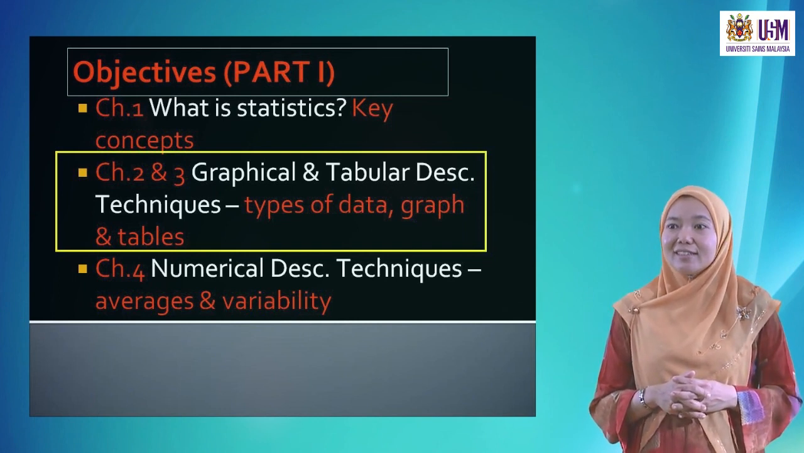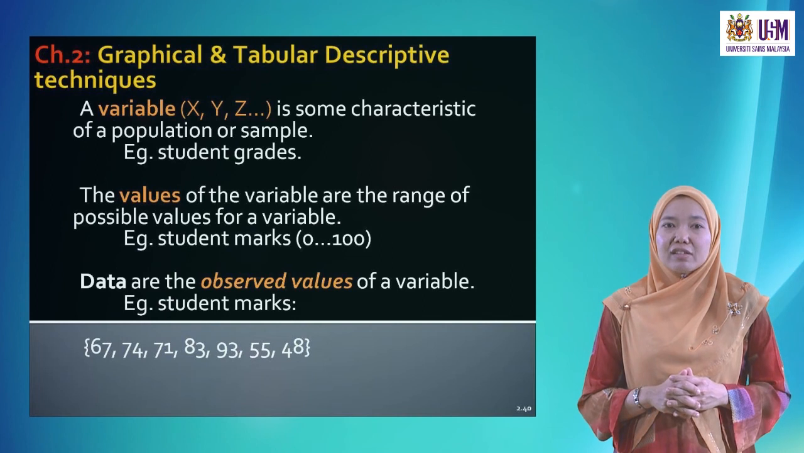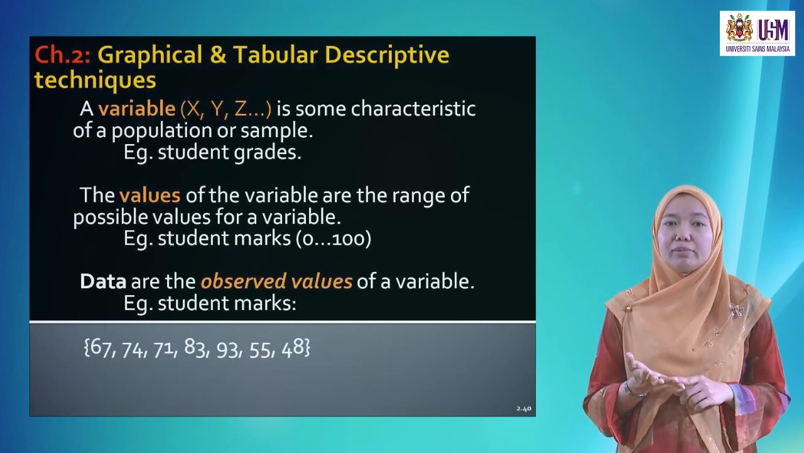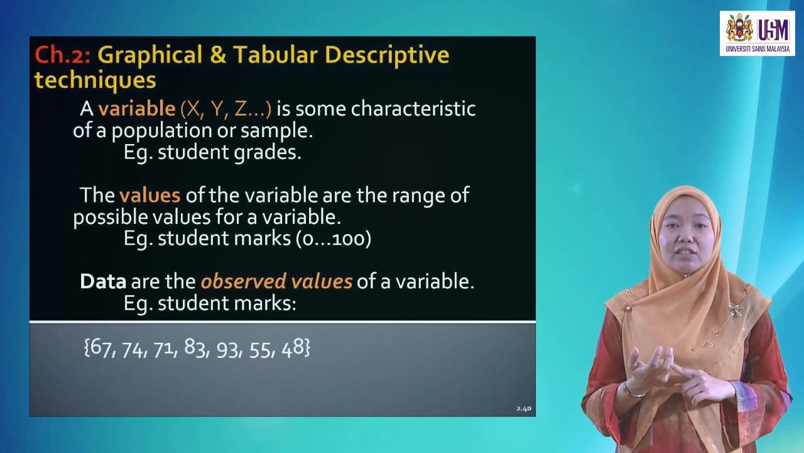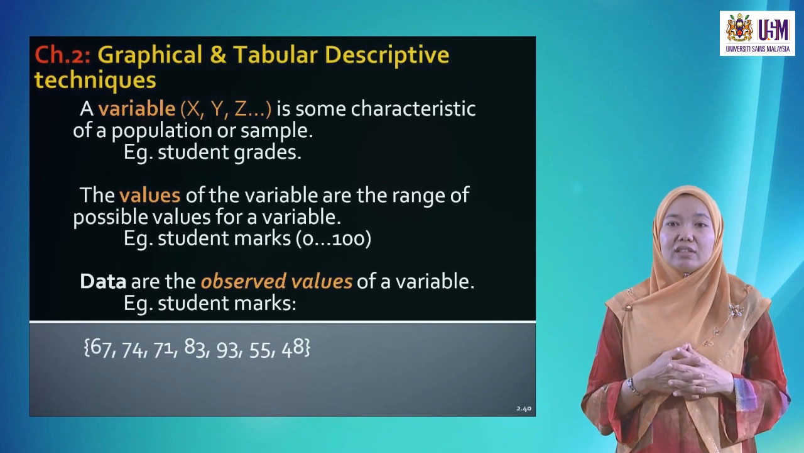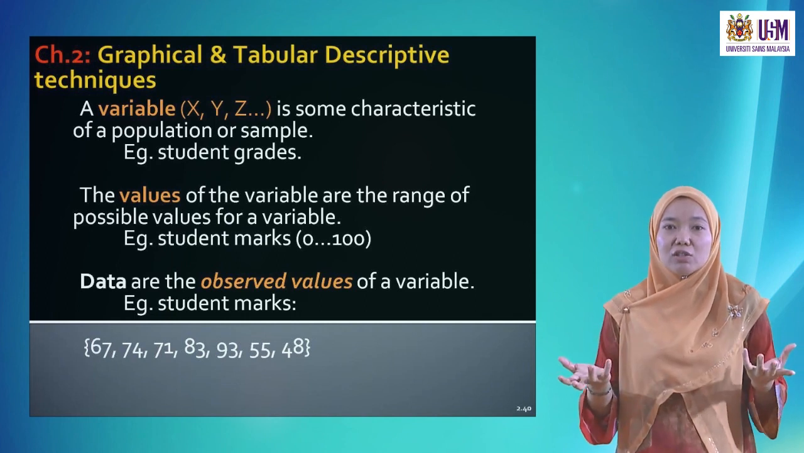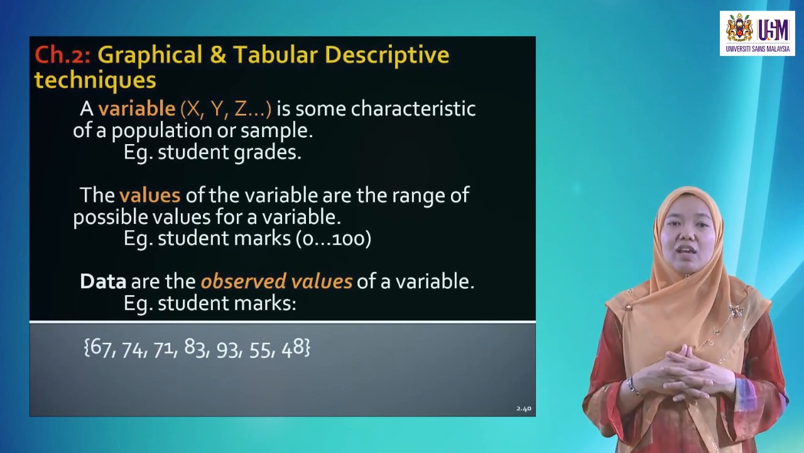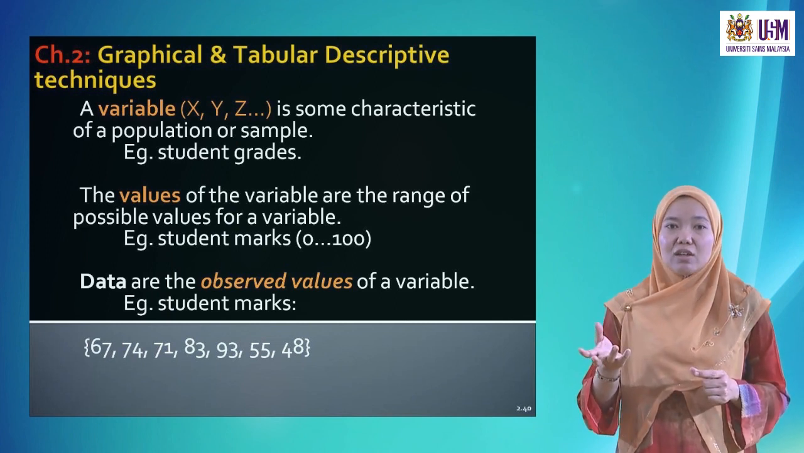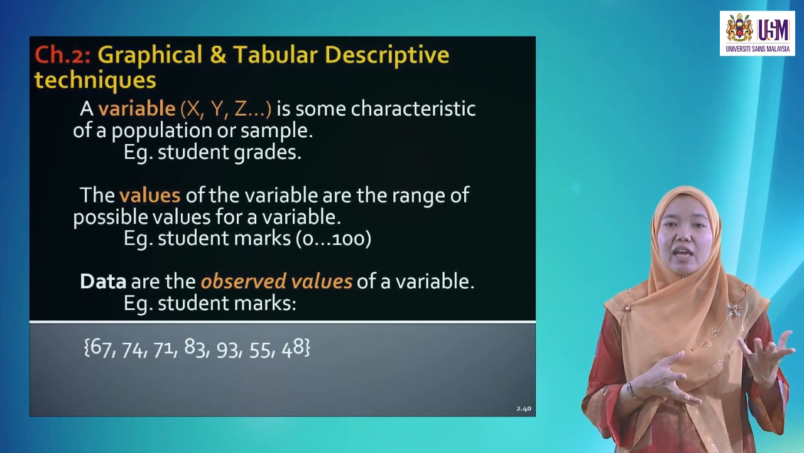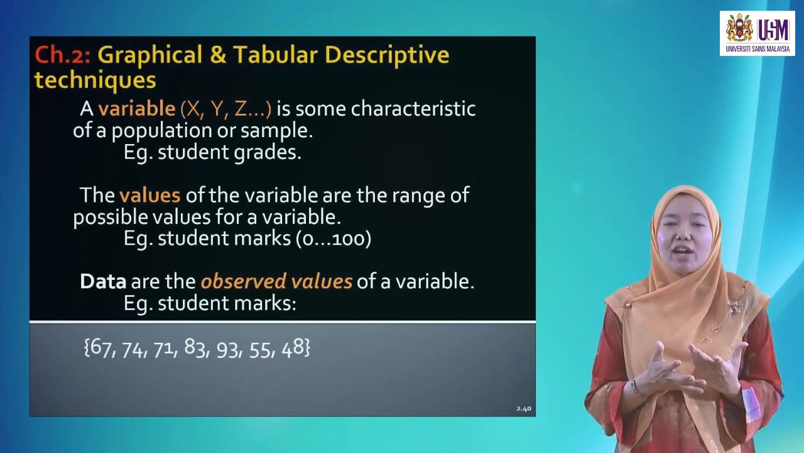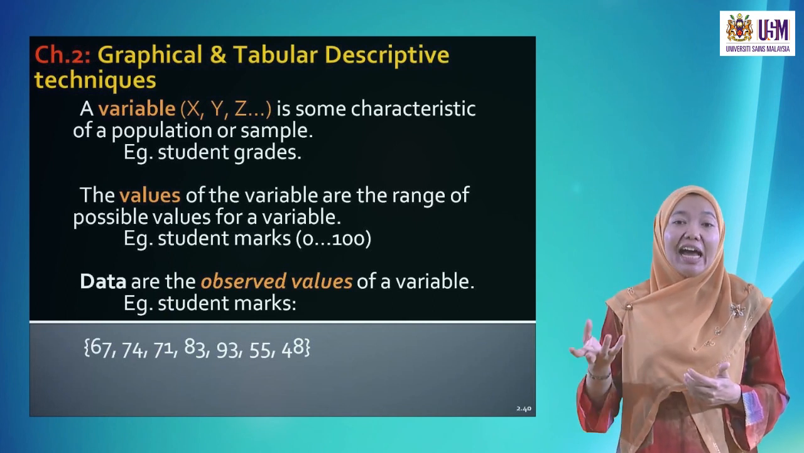Next. In graphical and tabular descriptive techniques, we have variables. The symbol for a variable can be X, Y, or Z. So a variable is just some characteristic of a population or a sample. The example written here is students' grades. What did you get for the last exam, for example? Or it can be your weight, in kilograms or in pounds. Or it can be your height.